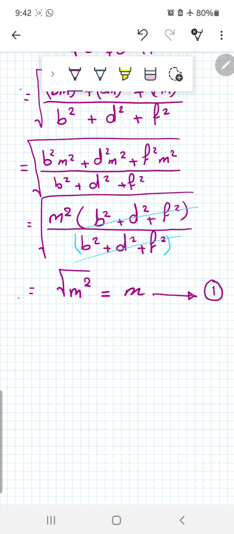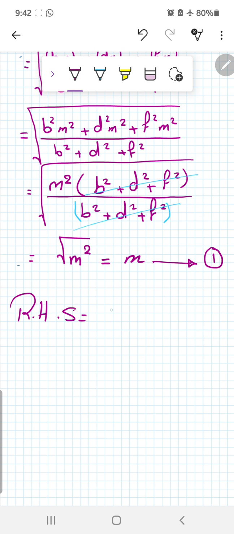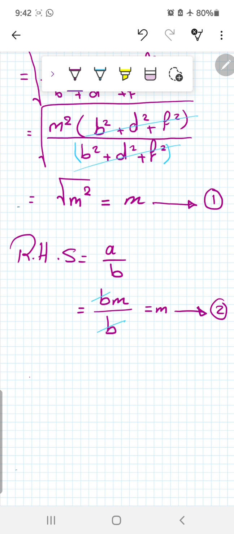Okay, get the right hand side, which is A over B. Also by substitution, we have A equals Bm, over B. Okay, here we cancel B with B, so the result will also be M. We get the left hand side equal to the right hand side.